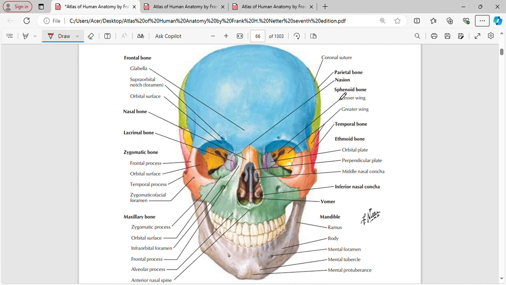So I welcome you all today to our new session, and in this lecture today I'll be teaching you the Norma Frontalis, that is the frontal view of your skull. This is very important from your OSPE point of view, practical examinations and everything related to the osteology section. I'll try my best to include all the most important points for your examination. I hope you'll be listening with great attention. So let us get started.